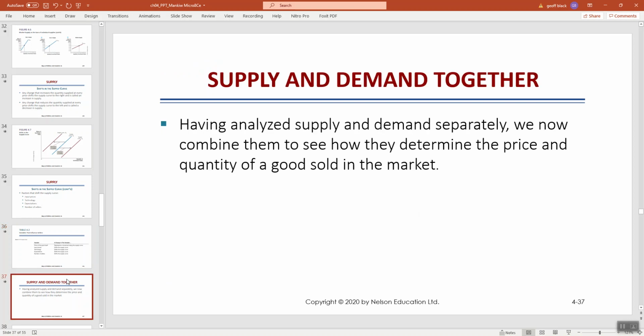Okay, so now comes the harmony, right? This is the marriage of the two. So now that we know about supply and demand separately, we can try and combine them to see how they determine the price and quantity of a good sold in the market. So you have these two forces acting independently. What we're going to do next is put them together. Okay, so this is pretty cool.